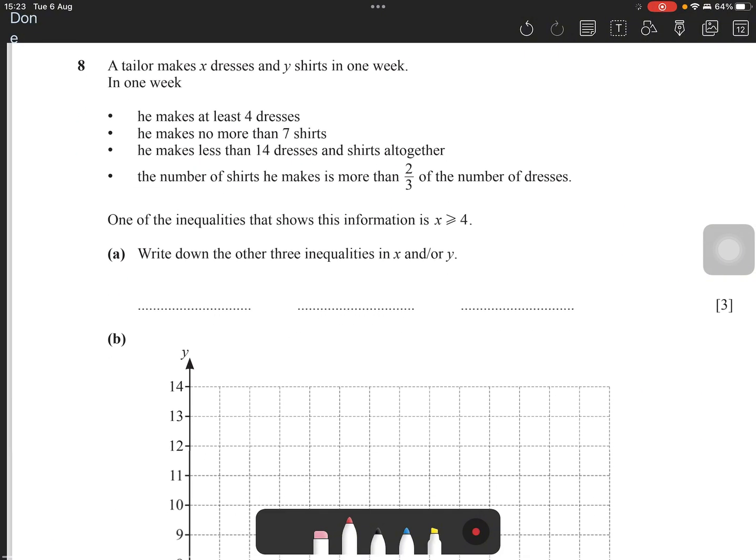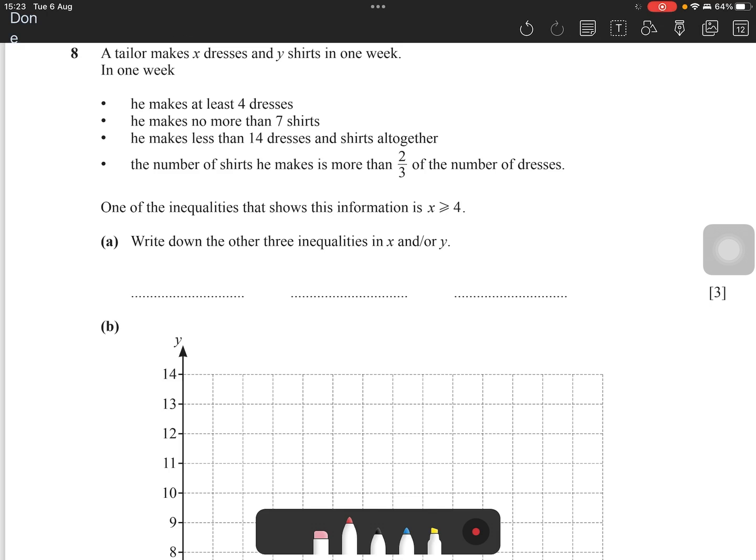Question 8. A tailor makes X dresses and Y shirts in 1 week. In 1 week, he makes at least 4 dresses, which means X is bigger than or equal to 4. He makes no more than 7 shirts, which means Y is smaller than or equal to 7. He makes less than 14 dresses and shirts altogether, which means X plus Y is less than 14.